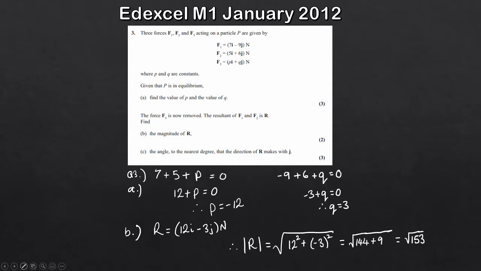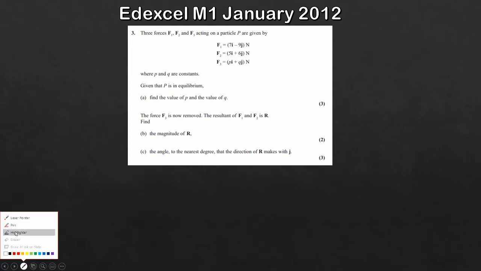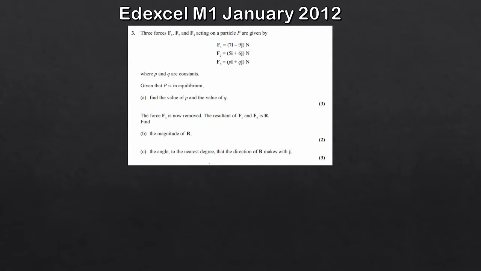And then finally for part C, let's just clear all this first. We're asked to find the angle, to the nearest degree, that the direction of R makes with J. So let's do a bit of a sketch here to make this easy to see. It's a bit tricky for me because I'm doing it freehand, but if you use a ruler, it'll look a lot nicer. This would be my I component here. This would be for J.